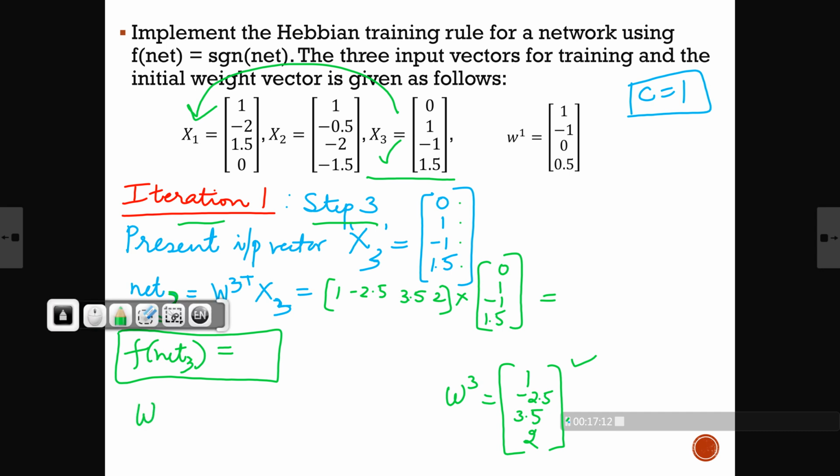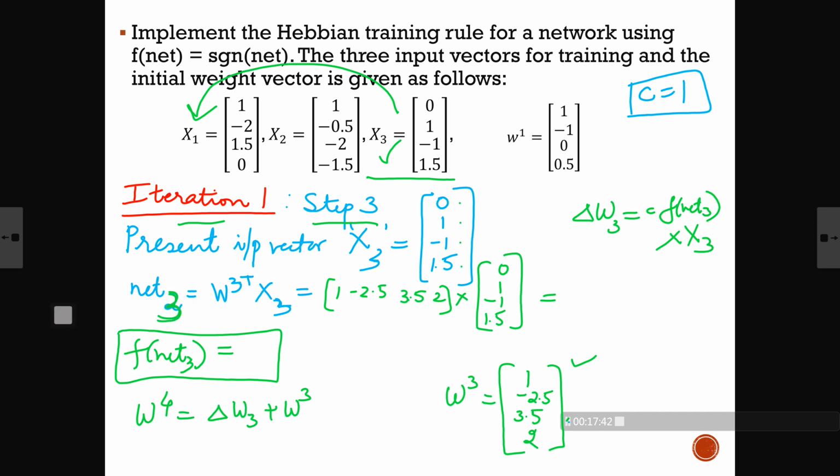And after that you have to find out W4, which is nothing but, before that you have to find out delta W3, which will be C f of net 3 into x3. And after that W4 will be delta W3 plus W3. Now in the textbook, they write W raised to 3, W raised to 4. If you want it as a superscript, you can write it as a superscript. I do not have any problem. While writing this 1 here, you can write a 1 here. It's not a big thing.